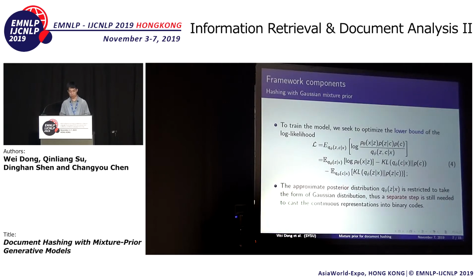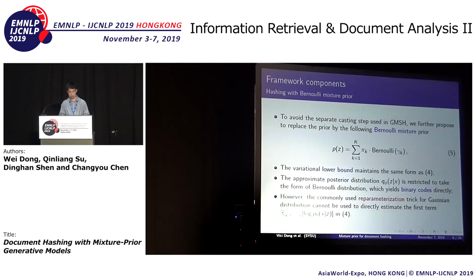To train this model, we seek to optimize the lower bound of the log likelihood, which can be written as equation 4. The approximate posterior distribution q_phi(Z|X) is restricted to take the form of a Gaussian distribution, which is also continuous. Thus, a separate step is still needed to cast the continuous representations into binary code.